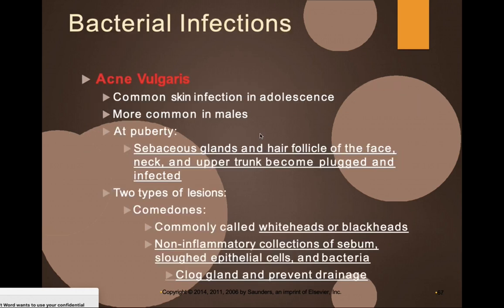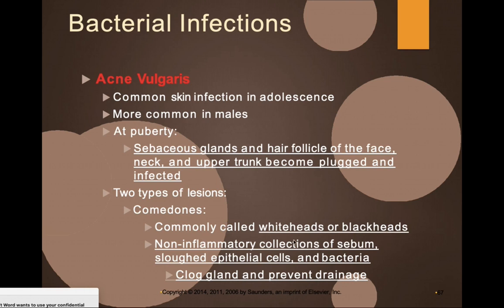So let's look at acne vulgaris. This is a common skin infection in adolescence, pretty common in males, especially at puberty. The sebaceous gland and the hair follicle of the face, neck, and upper trunk become plugged, and then they become infected. And we can see something called comedones. These are commonly referred to as whiteheads or even blackheads.